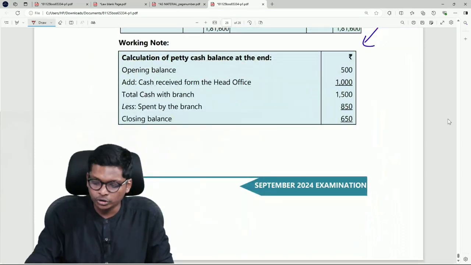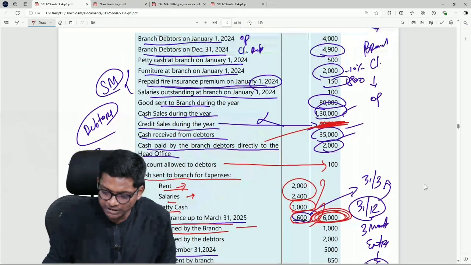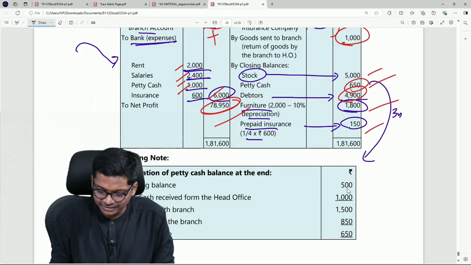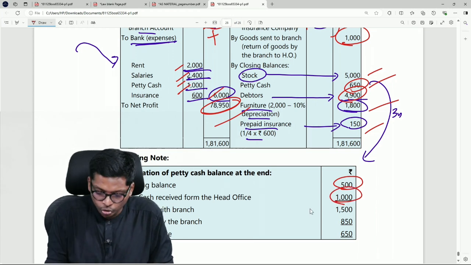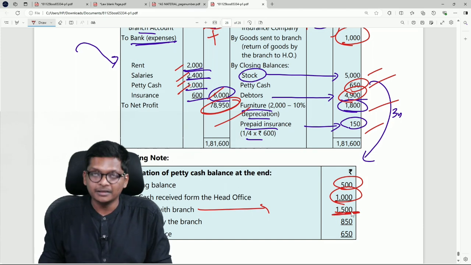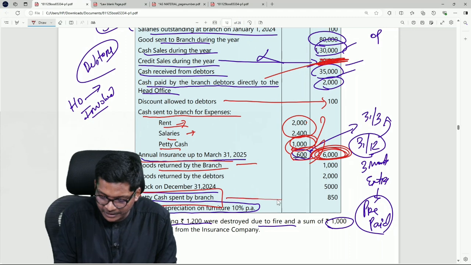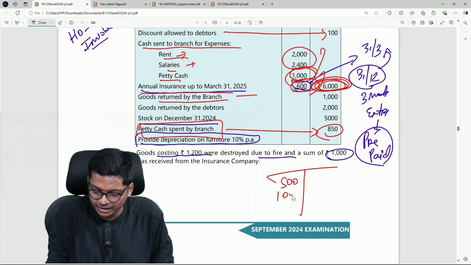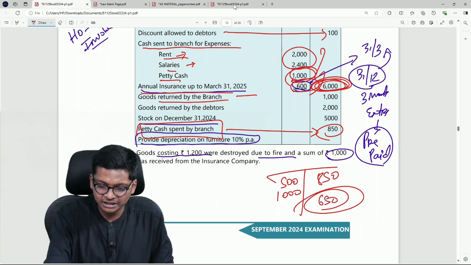Sir, how do you compute petty cash closing balance? Very simple. Opening is given in the question as 500. During the year I received another 1000. So look at this. Opening 500, during the year I received 1000. Total 1500 is available with me. How much petty cash has the branch spent? Look at this. Petty cash spent by the branch is 850. So if I simply prepare a cash account, opening 500, received 1000, spent 850, my closing will be 650. This is your closing 650.